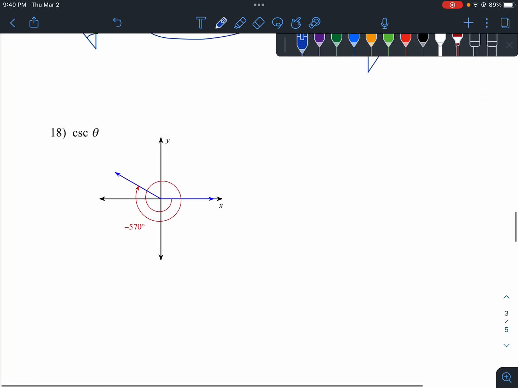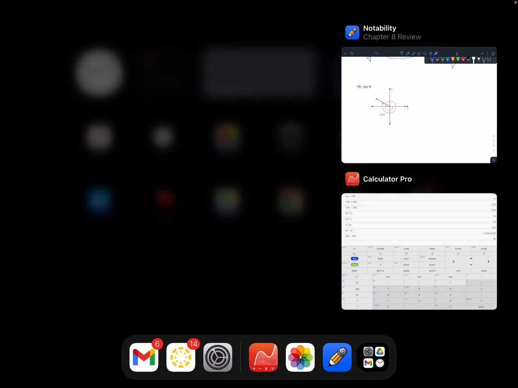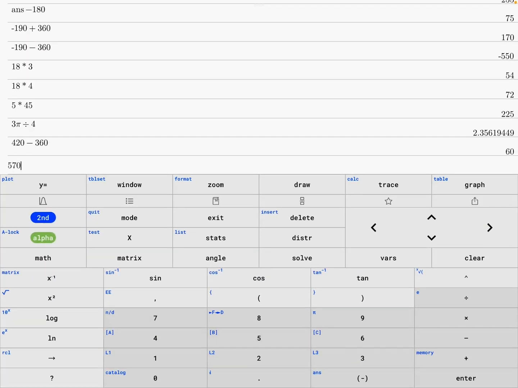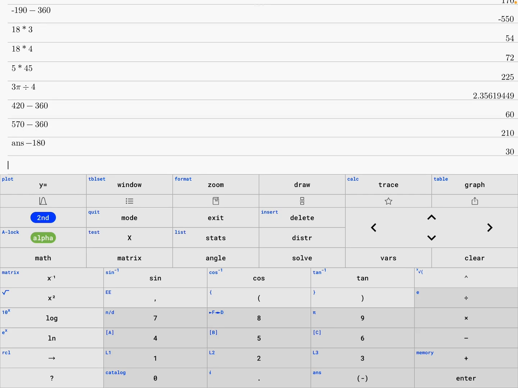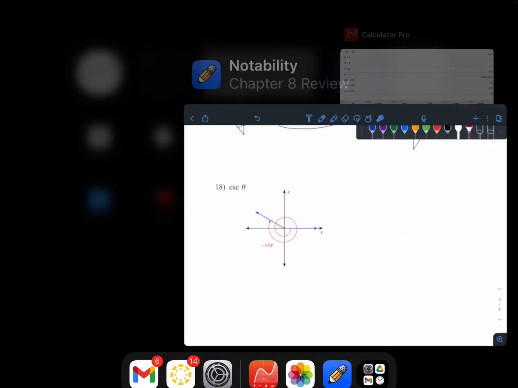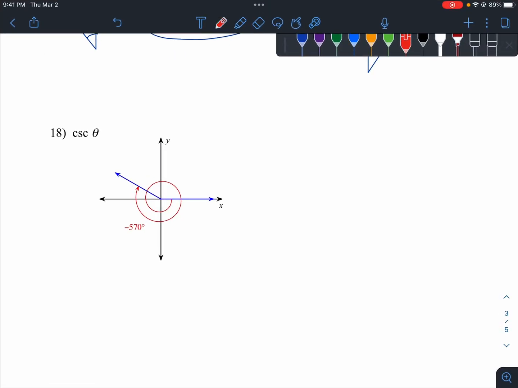Okay, and then down here for cosecant of theta. For this angle, we had to go 360 and then 180, and then that much more. So let's do 570. So 570 minus 360, and then minus 180. So that is a 30-degree extra rotation. So this right here is 30 degrees.